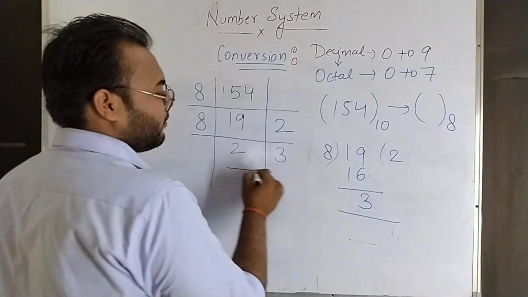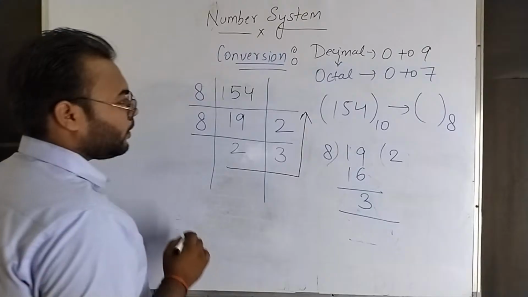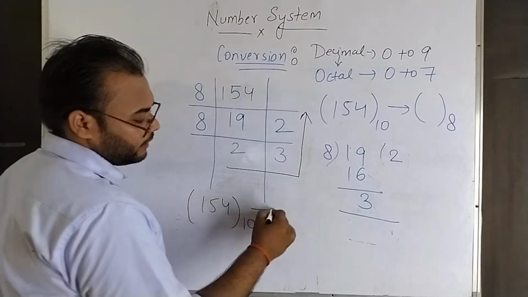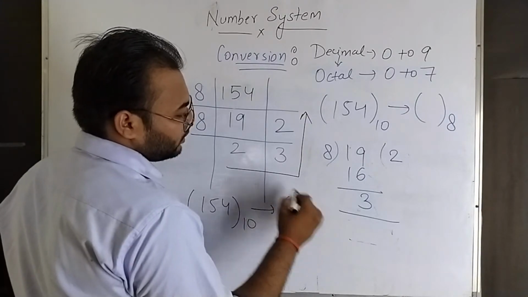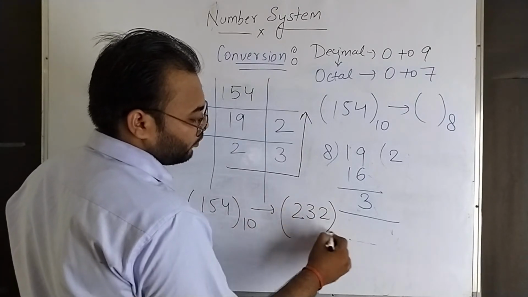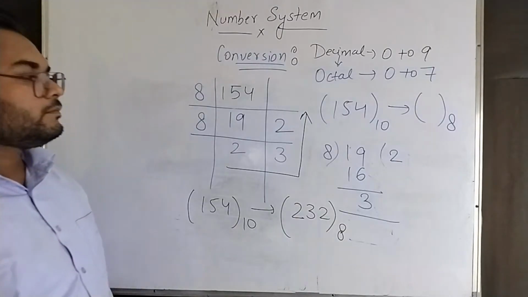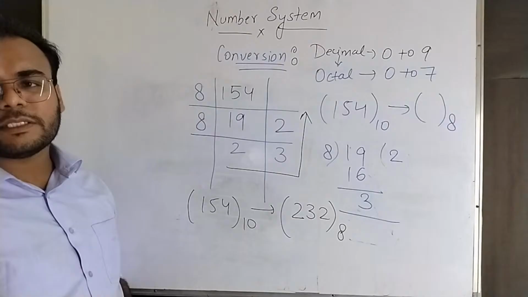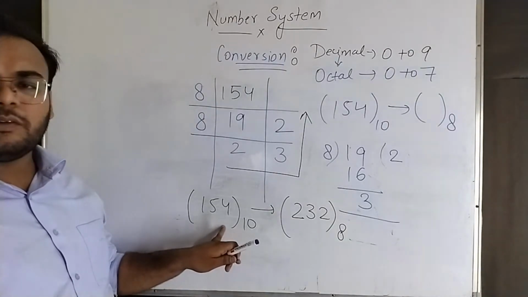We'll again use the bottom to top approach. 154 base of 10 will give us 232 base of 8. I hope you all understand what the value is.